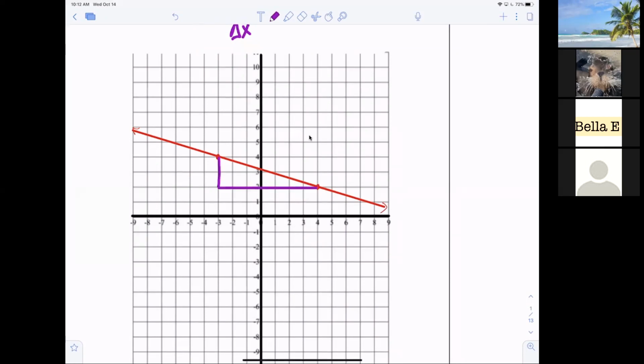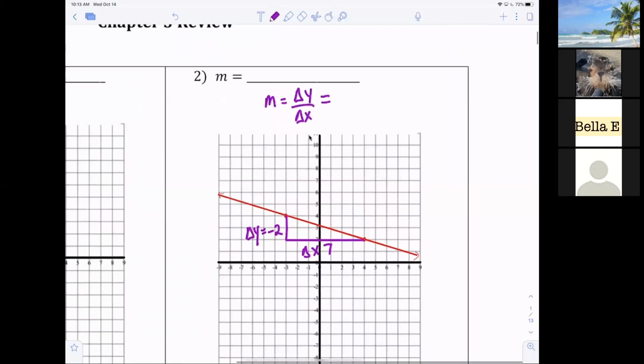So I went down how many? That's -2. Going down is negative. Then I went to the right how many? 1, 2, 3, 4, 5, 6. Looks to me like 7. It's all right, it doesn't matter. Next to the -2, put delta Y. Next to the 7, put delta X. Delta, again, just means change. So the slope of that line is what? Yeah, -2 over 7. That is it.